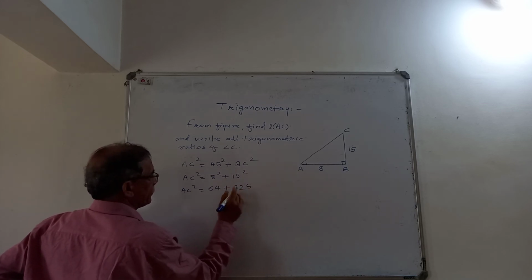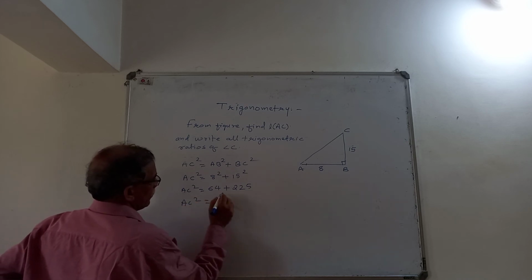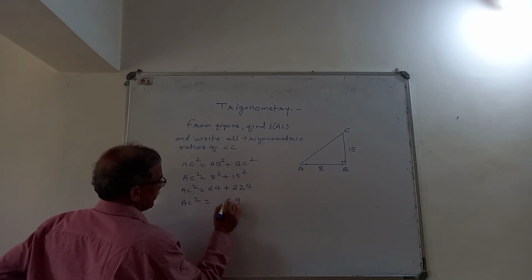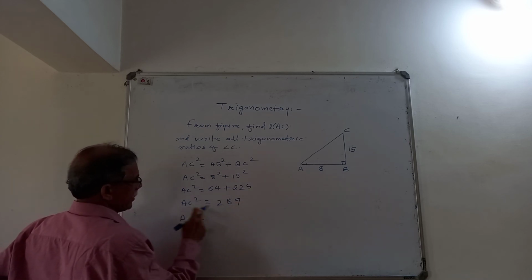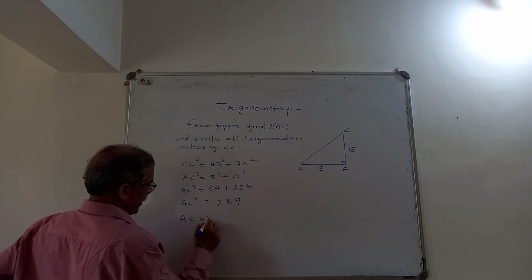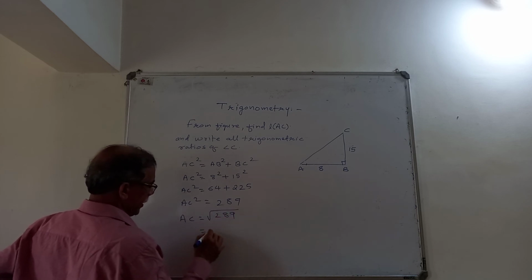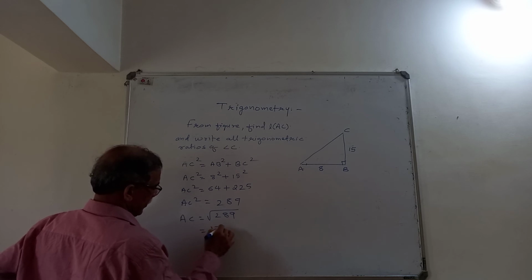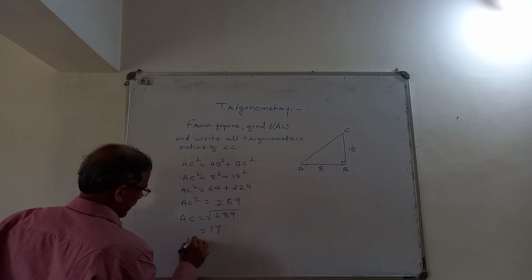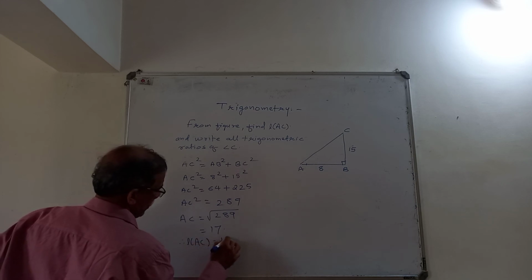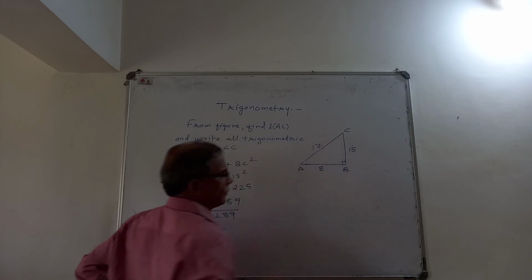225. So AC square is equal to 289. Therefore AC square is 289. Remove the square, apply square root. And what is the square root of 289? It is 17. So therefore, length AC is equal to 17. We have obtained this. This is 17.